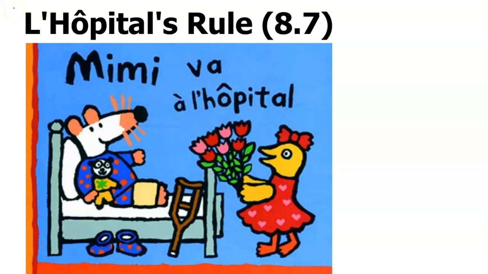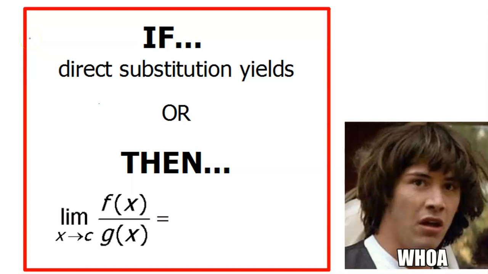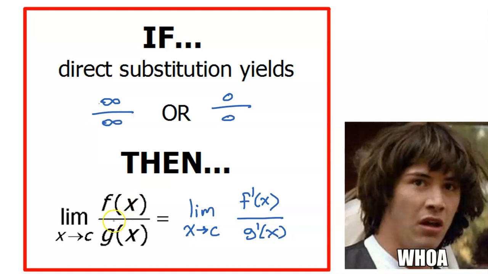This video is about L'Hopital's rule, which allows us to evaluate the limit of certain indeterminate forms. L'Hopital's rule says that if direct substitution yields infinity over infinity, or 0 over 0, then the limit of f over g is the same as the limit of f prime over g prime.